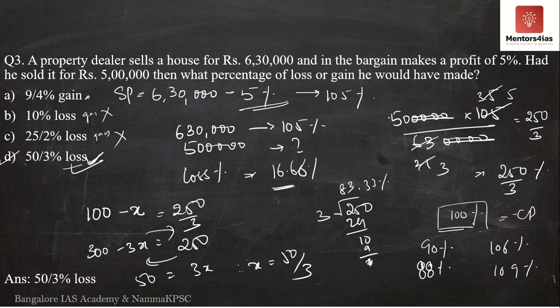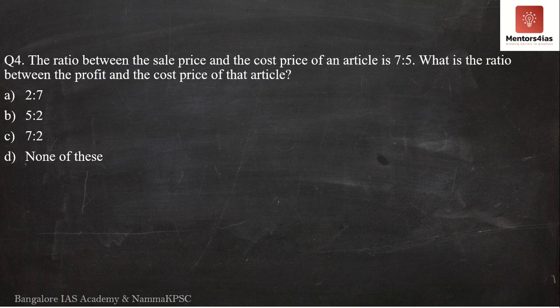Next question. Question number 4. Now, question number 4 says, the ratio between the sale price and the cost price of an article is 7:5. Then, what is the ratio between the profit and cost price of that article? A very simple question. Again, if you understand, it is very simple. If you don't understand, you may get confused.